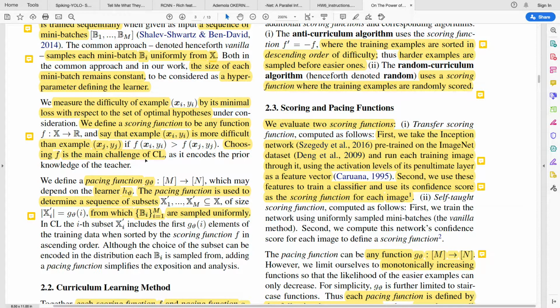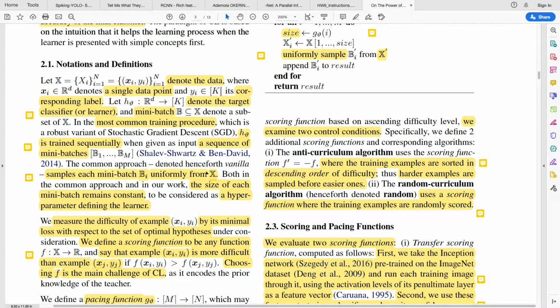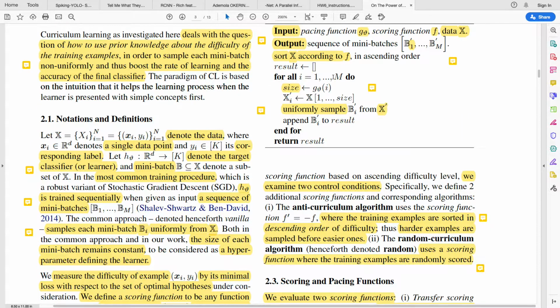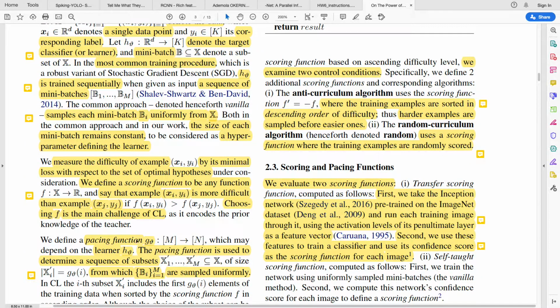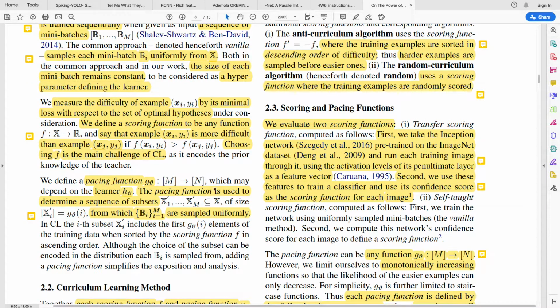So your pacing function, you are trying to map your M, which is the number of batches that you want, to the total number of training samples that's available. So you define your pacing function, which can also depend on your classifier. So you use your pacing function to determine the sequence of your training samples that you are going to feed in.